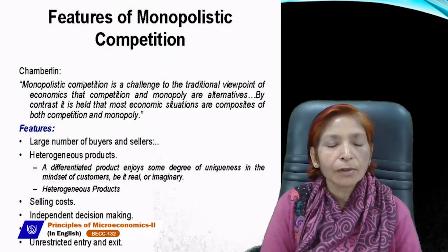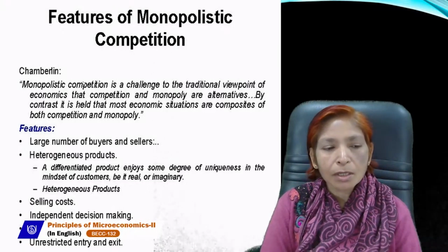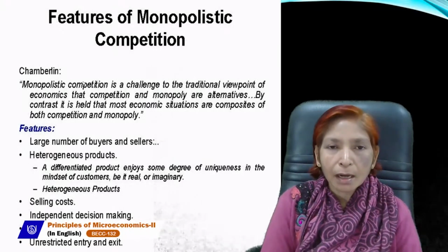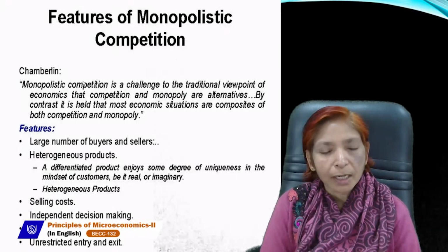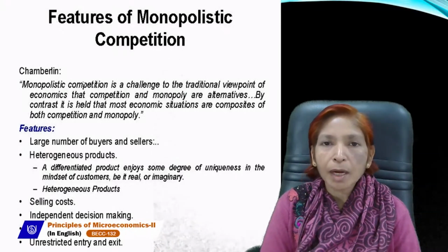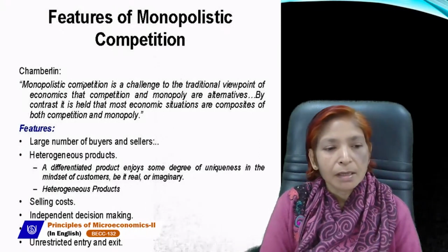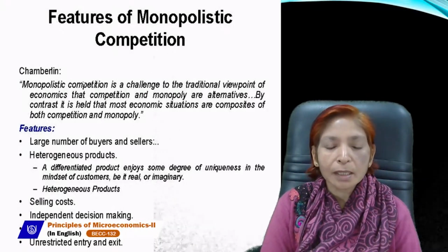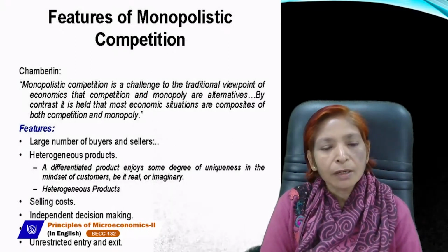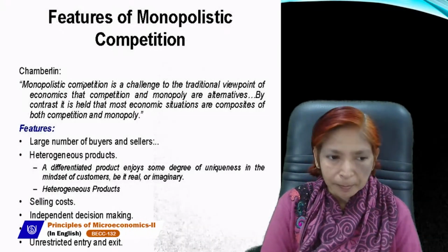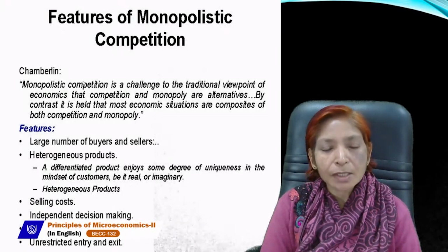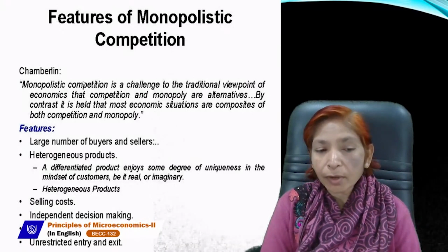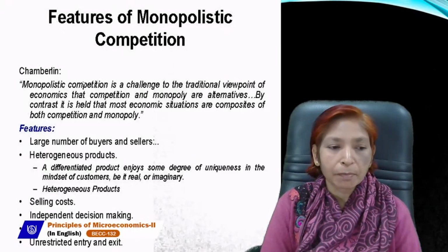The first feature of this market is a large number of buyers and sellers. It means sellers are in large number, and they produce goods and services by differentiating the output. This market is generally a realistic market. At present this type of market exists, and you can see examples of it everywhere.